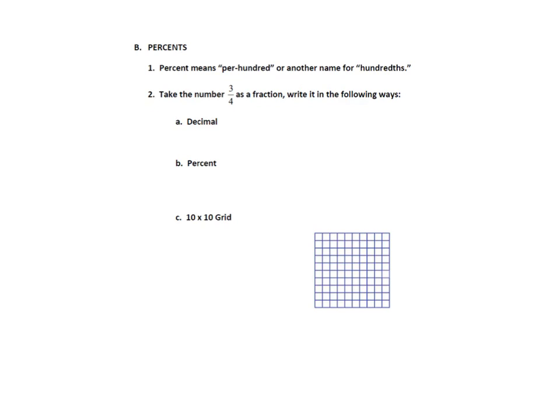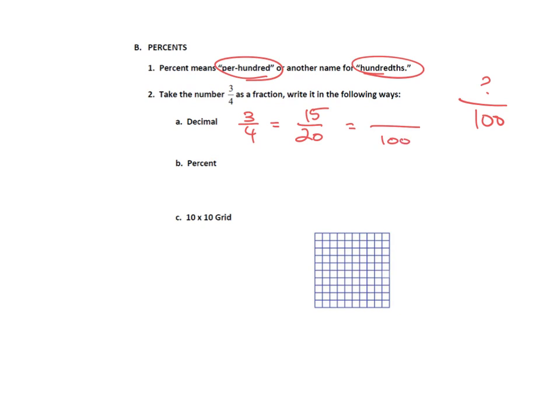So when we think about percent, we say percent means per hundred or hundredths. So another name for that would be hundredths, or we can say per hundred. And so we're just thinking that everything is out of 100. So we take the number 3/4 as a fraction. When we take the number 3/4, that's equivalent to, so we can think equivalent fractions, 15/20ths. We can also think scaling it all the way up to 100, and we would have 75/100ths.